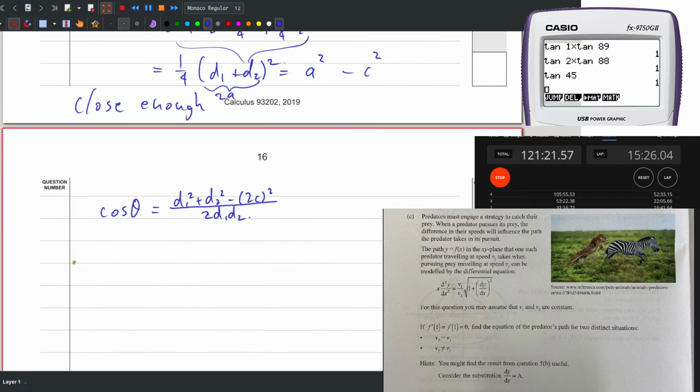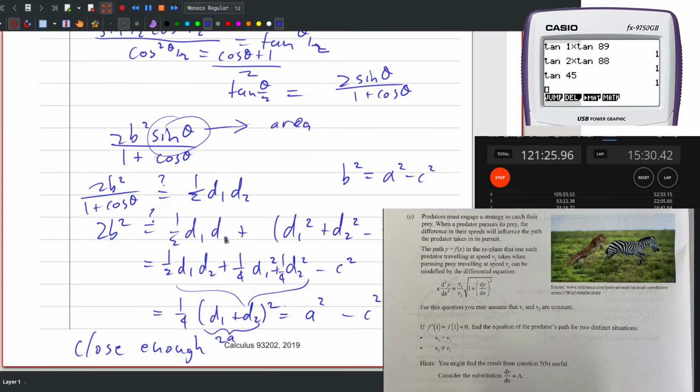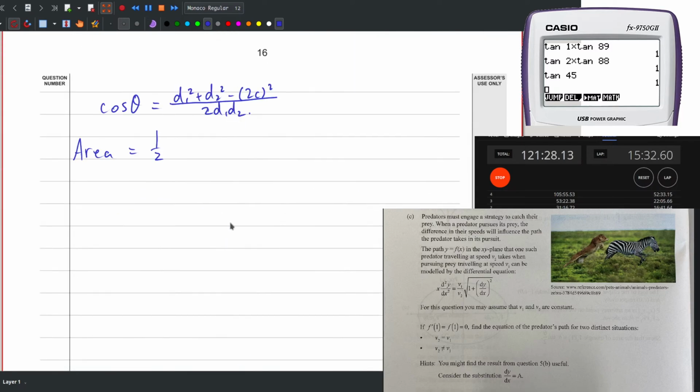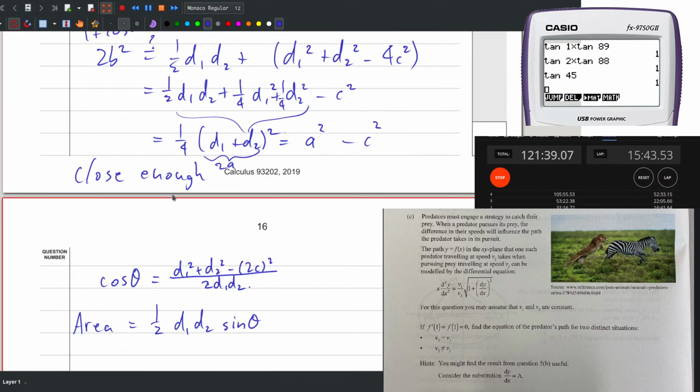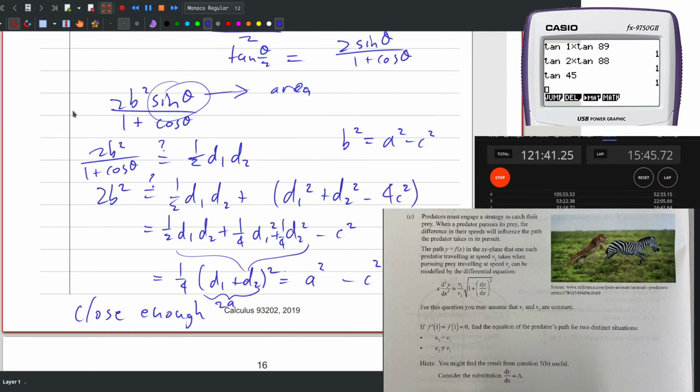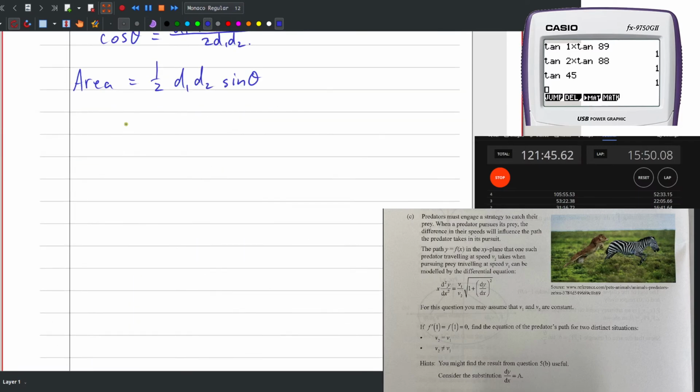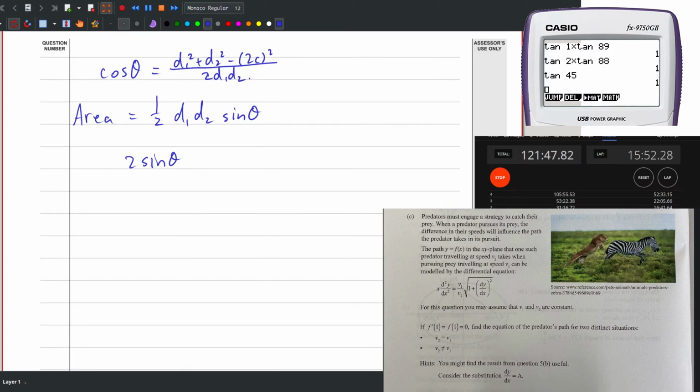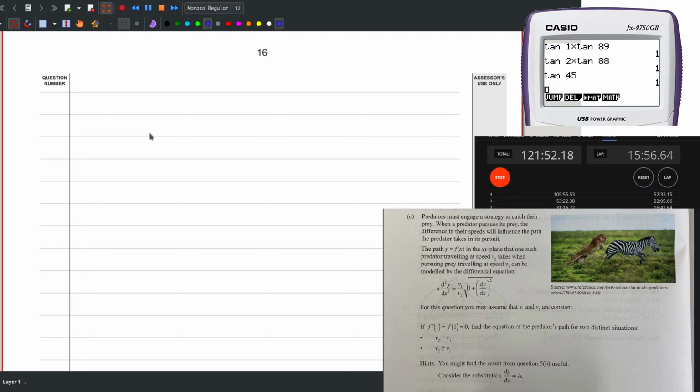Because we were like, area equals a half d1 d2 sine theta. Ah, but we have this, right? Okay, so, lemma 1.